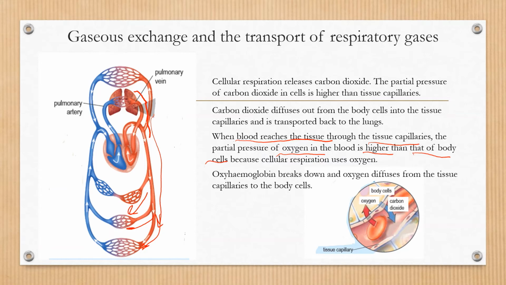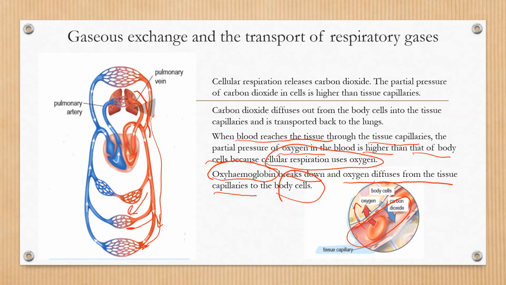Why? Because cellular respiration uses oxygen. So, less oxygen in the cells or in the tissues. So, oxyhemoglobin will break down and oxygen will diffuse from the tissue capillary to the body cells. You can see here oxygen diffuses from the tissue capillary into the body cells.